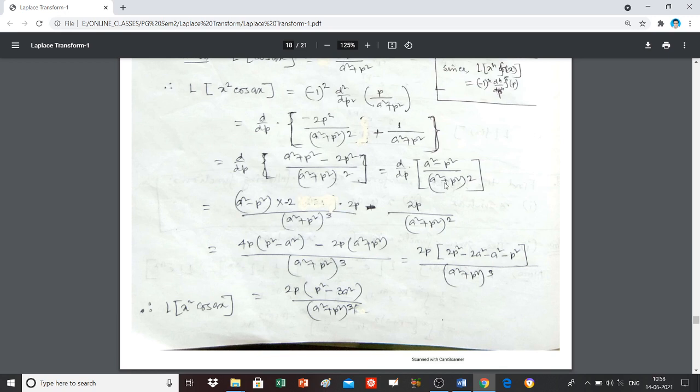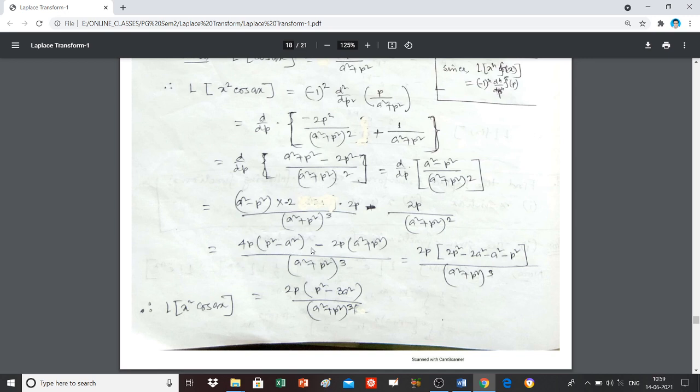After that, keep this (a square plus p square) whole square as constant, and differentiate this term, that will give you minus 2p. So from here you can write these 2 and p, so 4p, since it is a square minus p square and this has another negative sign, so that can be written as 4p into (p square minus a square).